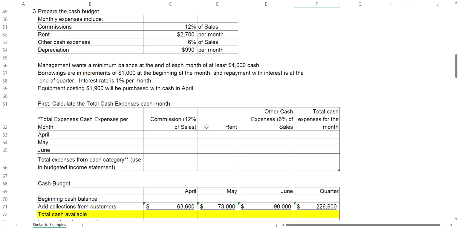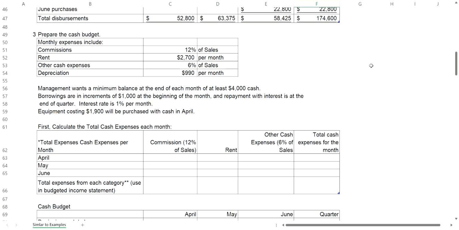Okay, now obviously there's some additional information that we need to finish out this cash budget. Besides inventory, let's assume other expenses include commissions, that's paid in cash, 12% of sales. Rent of a fixed $2,700 a month, paid in cash. And other cash expenses, 6% of sales. Now notice it also says depreciation of $990 a month. This will actually not be included as part of the cash budget, because depreciation is not a cash expense. It's a sunk cost. You do not pay out cash, for example, when your car depreciates in value. So basically that depreciation is ignored.